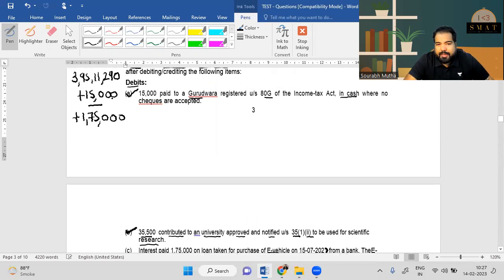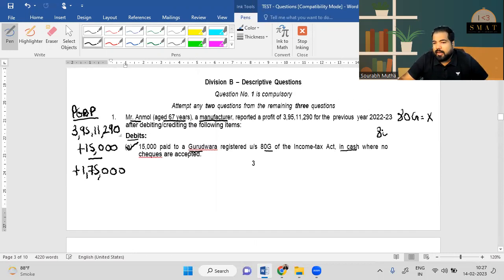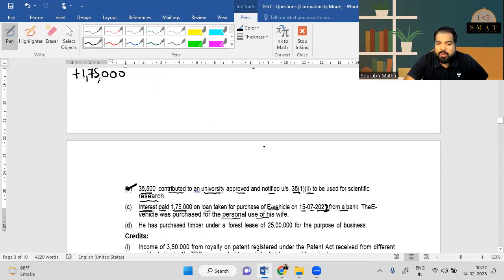And can I take it under 80EEB? Yes, you can take it under 80EEB, but the maximum amount you can take is 1.5 lakhs. So I've written it here in the corner.